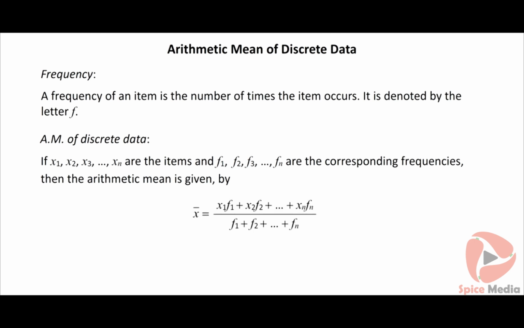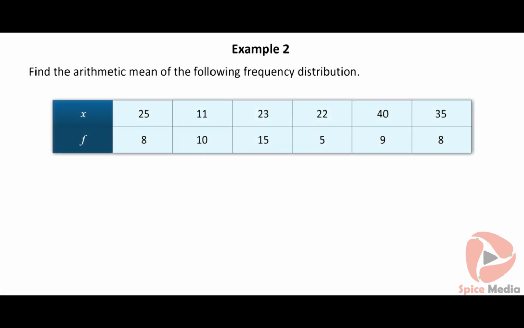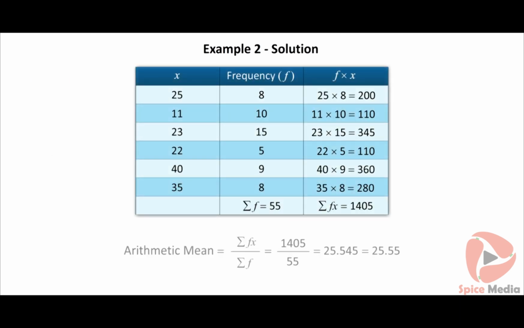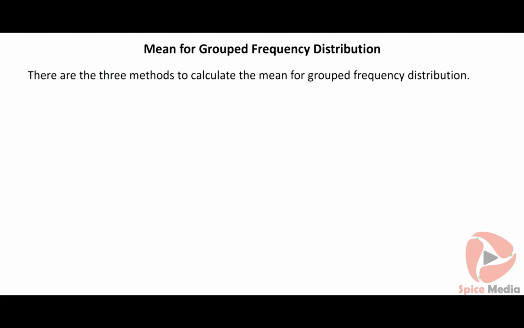AM of discrete data. If x1, x2, x3 and so on, xn are the items and f1, f2, f3 and so on, fn are the corresponding frequencies, then the arithmetic mean is given by x bar is equal to x1 f1 plus x2 f2 and so on plus xn fn divided by f1 plus f2 and so on plus fn. x bar is equal to sigma fx divided by sigma f.